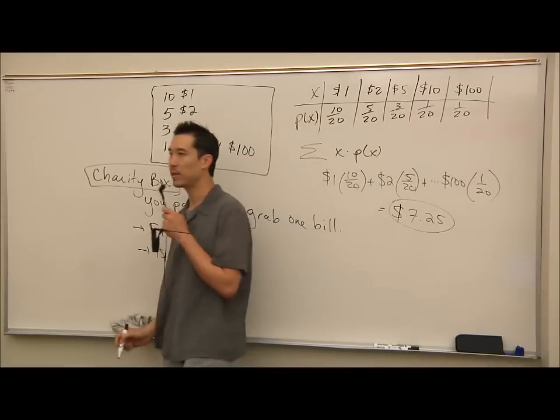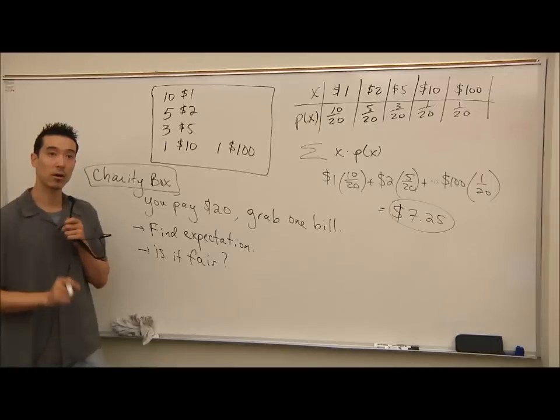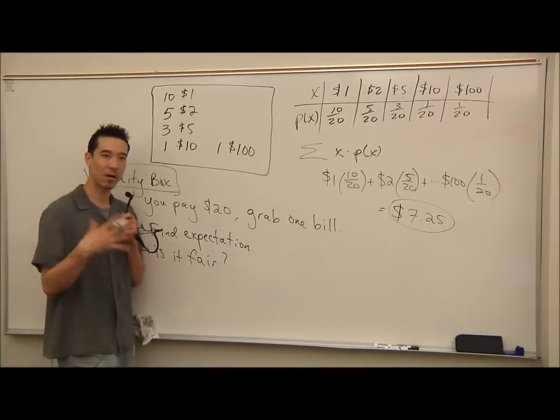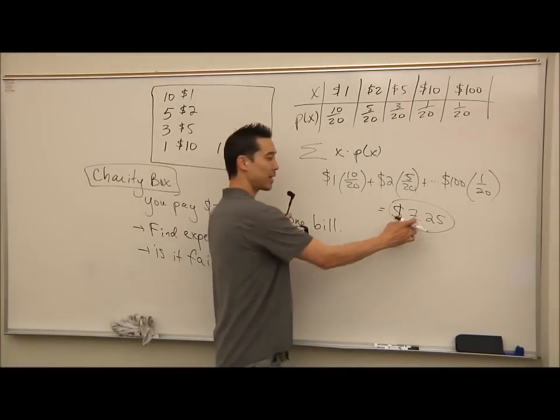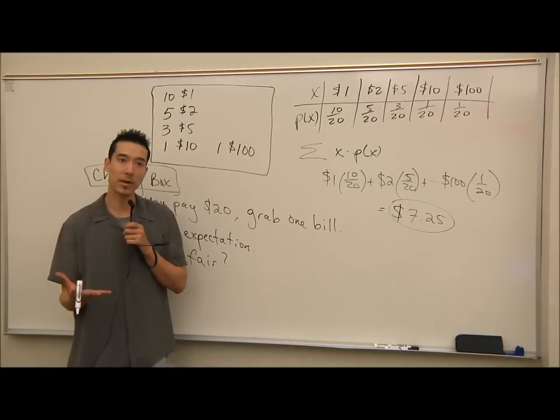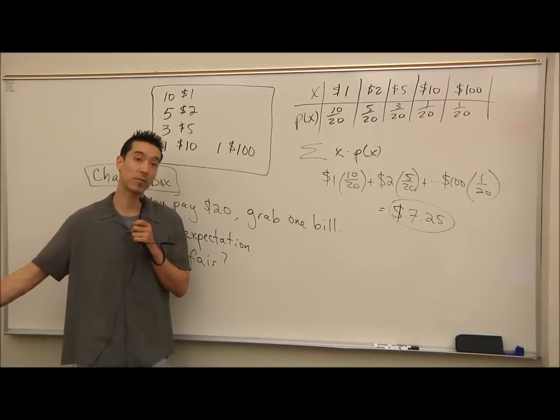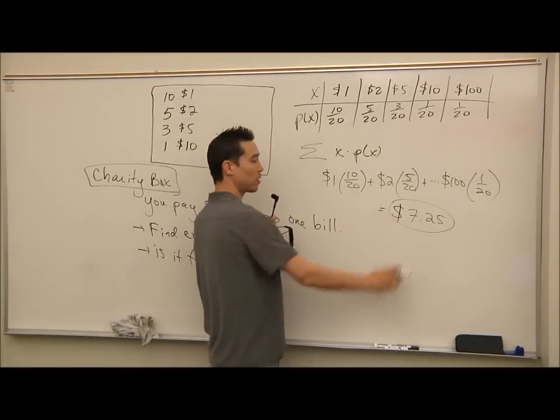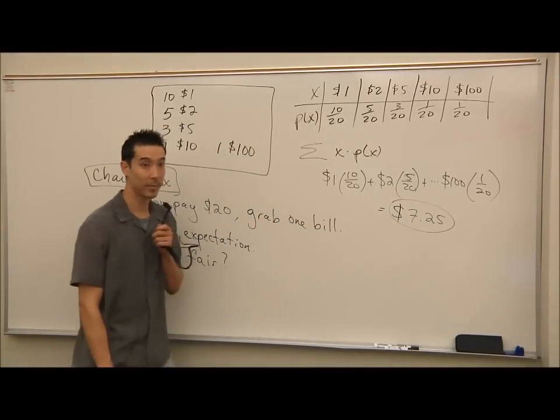Okay, so let's talk about the meaning of that. If I just draw one bill over and over and over, on average, I expect to get $7.25. Okay? Now again, that's not a possibility, but on average, if you play this over and over and over, you're expected to draw $7.25. Okay.